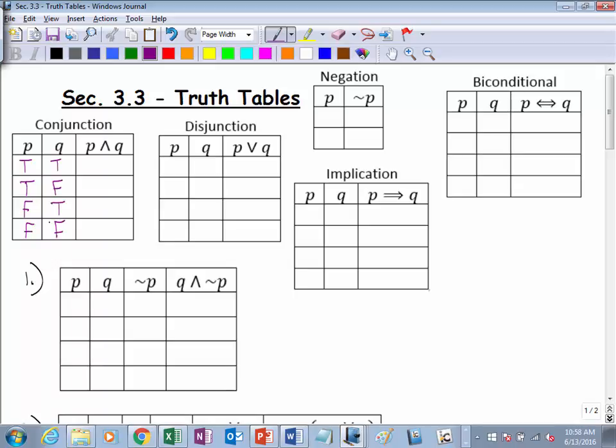All right, so that just represents all the possible combinations for whether P is true or false and whether Q is true or false. You could either have they're both true, you could have P is true and Q is false, you could have P is false and Q is true, or you could have they're both false. So those are all the possible combinations. So the first two columns of all of these are just going to look like that.